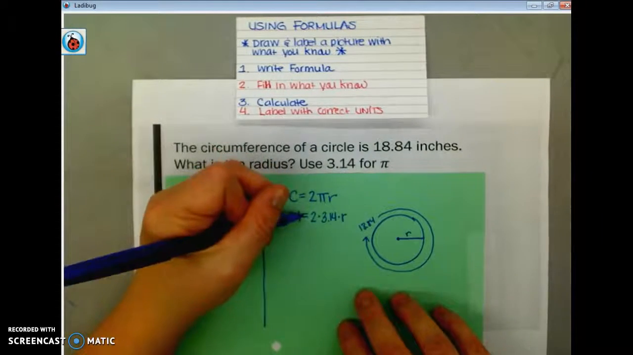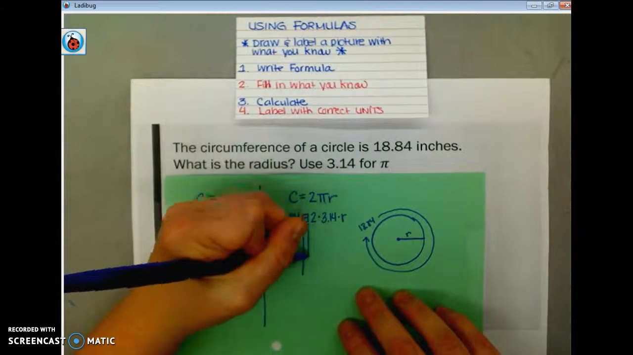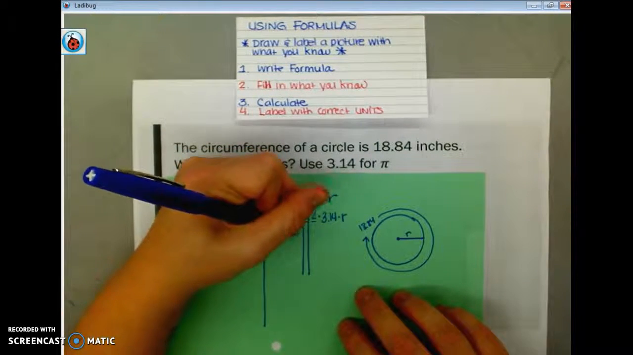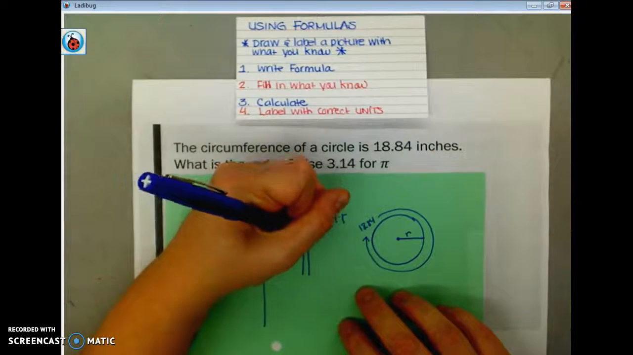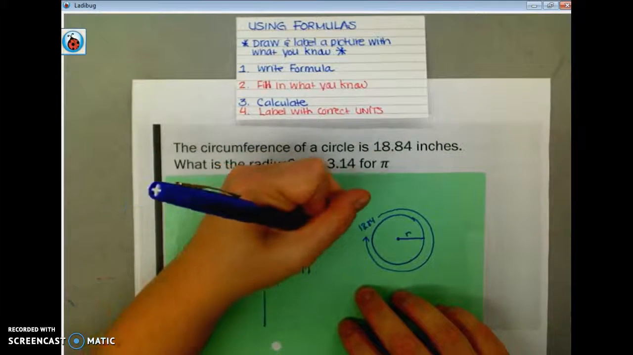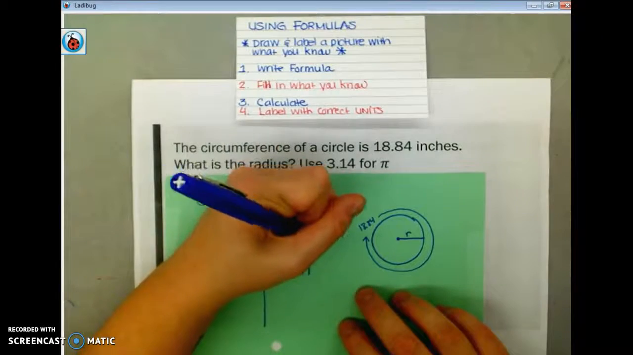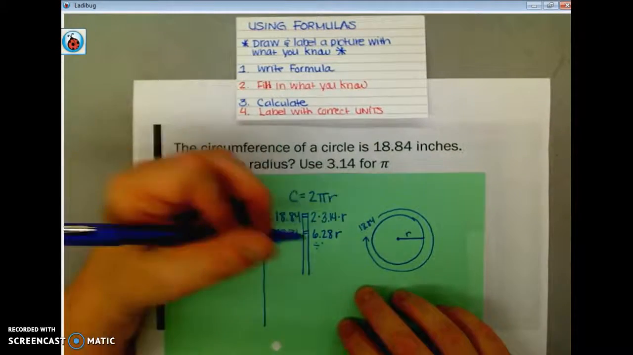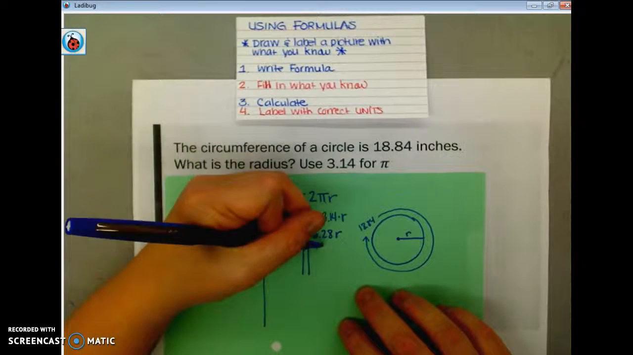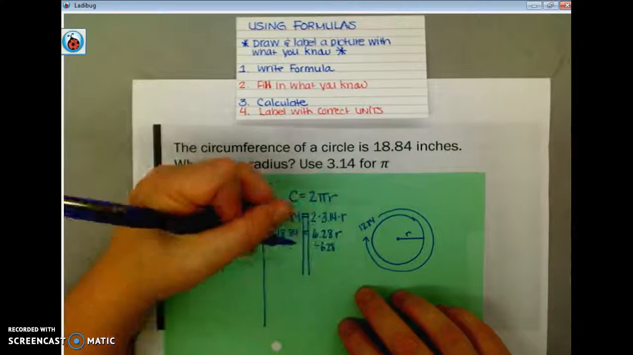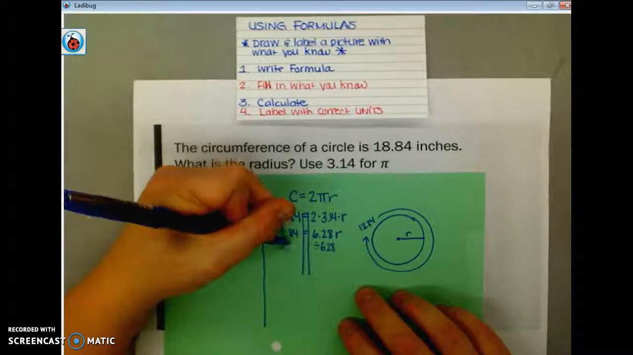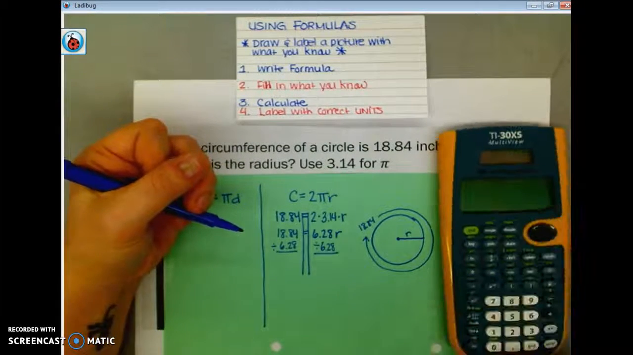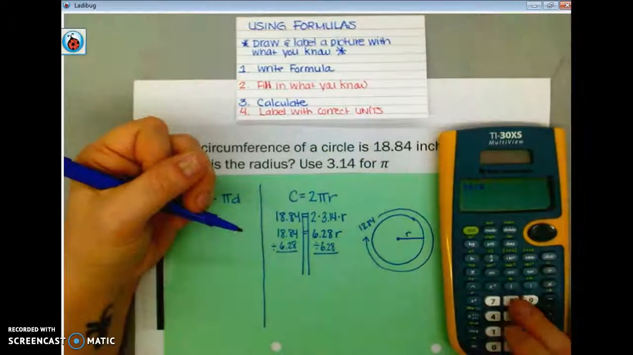Okay. Put in railroad tracks, because I know I'm going to have to get that variable by itself. But not just yet. I need to do 2 times 3.14, which is 6 and 28/100. So now, I'm sorry, I keep forgetting I'm left-handed and you guys can't see when I'm writing. All right, so now I'm just going to divide both sides by 6 and 28/100, and get my handy-dandy calculator over here.